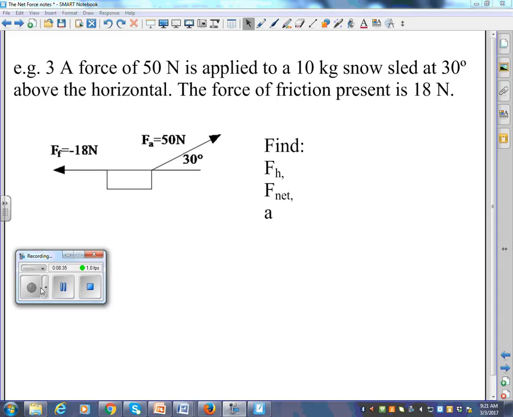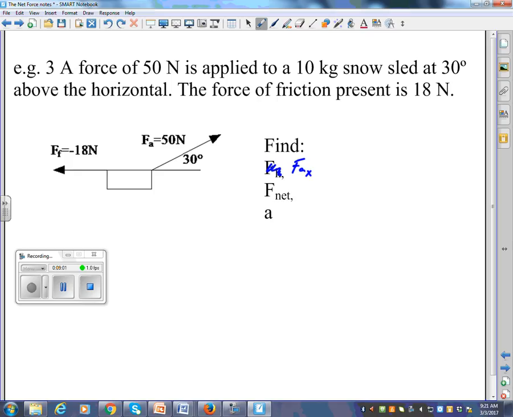All right. So here we have a force of 50 newtons applied to a 10 kilogram snow sled at 30 degrees above the horizontal, so at an angle. The force of friction present is 18 newtons. Find the FH. You know what? I'm going to change this right now. I'm not calling it FH anymore. I'm calling it FAX, right? X component of the applied force, the F net and the a.